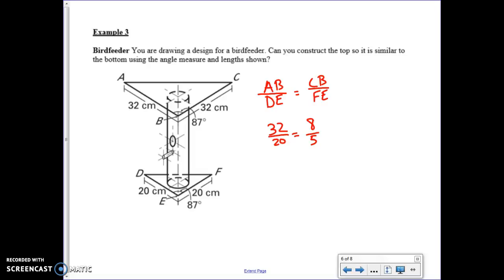And then I also see that angle B is congruent to angle E. So we can say that, yes, triangle ABC is similar to triangle DEF. And if it asks, we could say by side, angle, side, similarity.